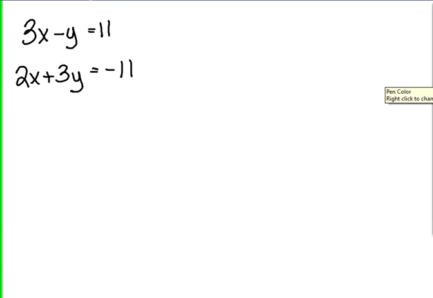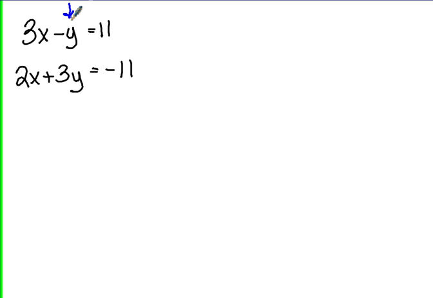This one we have 3x minus y equals 11 and 2x plus 3y equals negative 11. The first thing we want to do is solve for one of the variables, or get one of the variables by itself. I always like to choose the variable that has no coefficient. This eliminates any prospects of fractions. So I'm going to solve for y in the first equation.